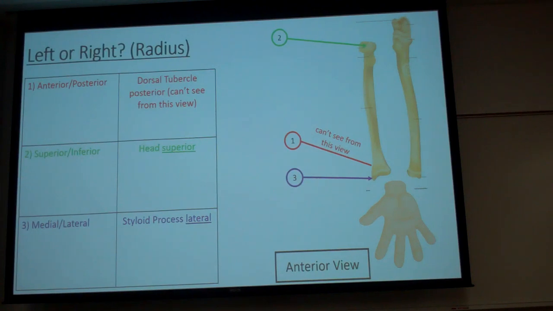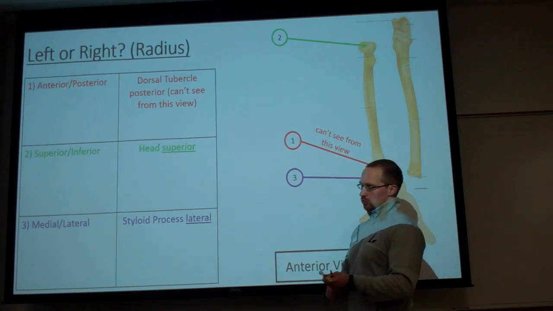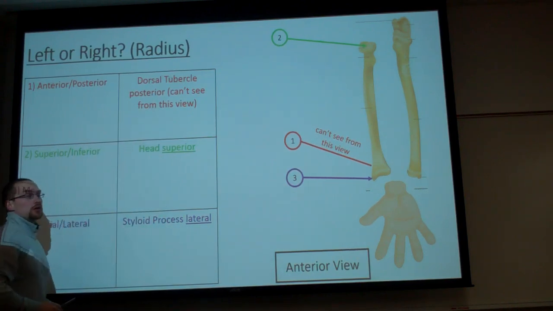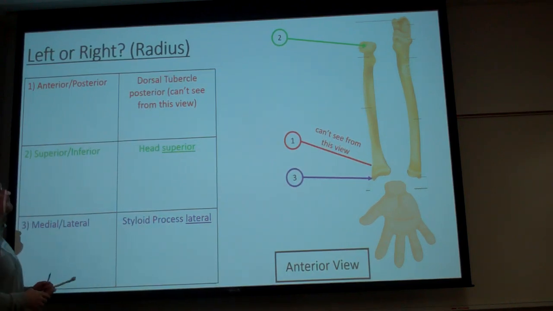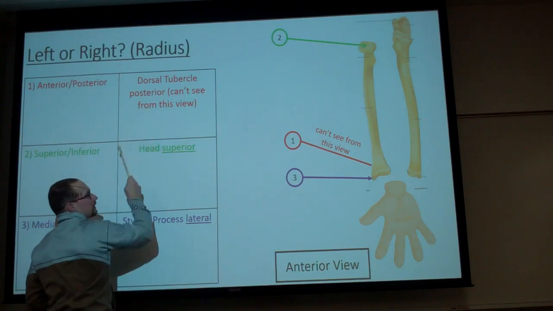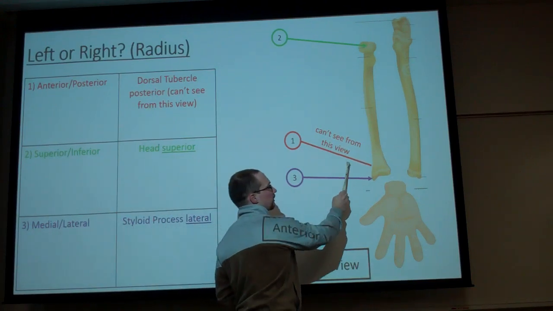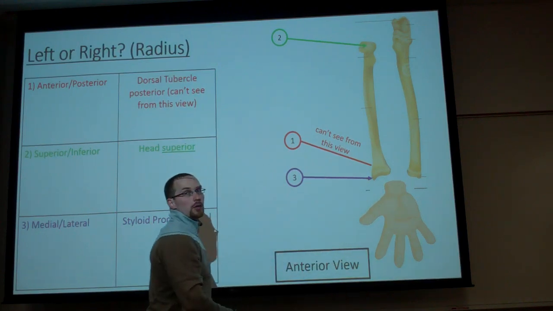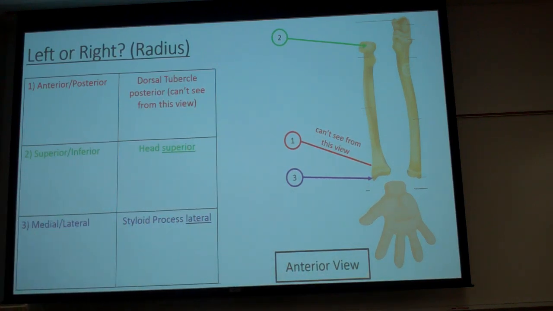All right, so which is which? Let's talk about left and right. First, let's talk about the radius here. First thing, our dorsal tubercle, dorsal meaning back, has to be posterior. Now you can't see this from this view here. It's right behind, on the opposite side. But our dorsal tubercle is going to face posterior.